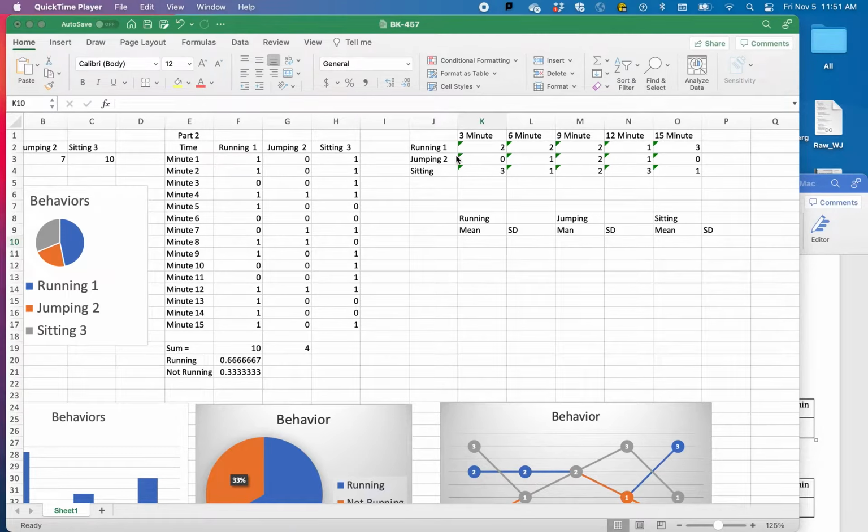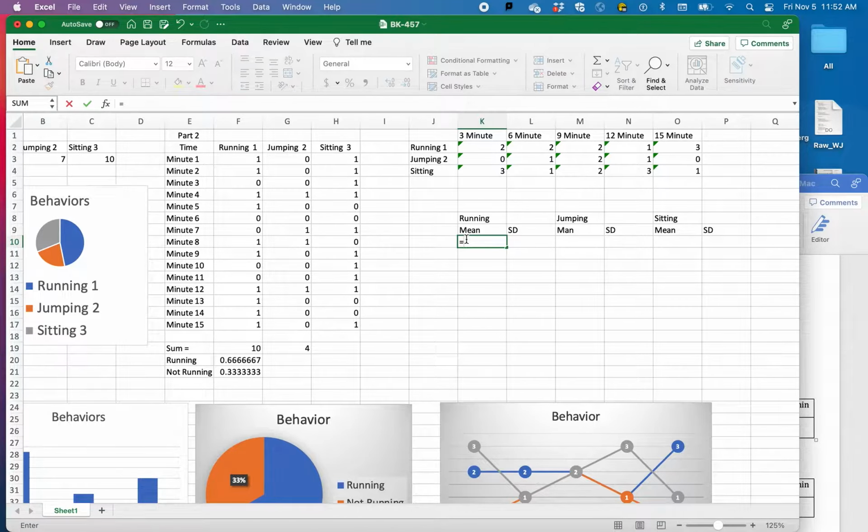and the standard deviation for each of these behaviors. So the mean is the average number of times we observe the behavior, and the standard deviation is the variability around that mean. And so the number of times someone scores above or below that mean is the standard deviation. And again, Excel will do all this math for you. You just have to use some of the built-in equations that they've got.